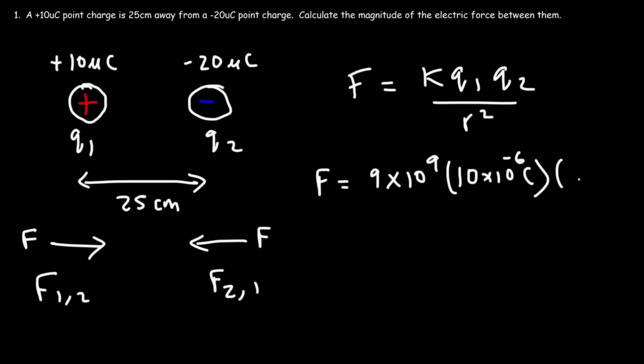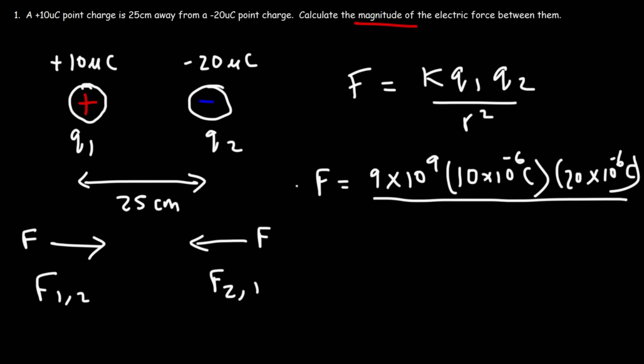Q2 is negative 20 microcoulombs. Now for this formula, you don't need to worry about the negative sign because we already know the direction of the force. Also, we only want the magnitude of the electric force. Electric force is a vector. It has both magnitude and direction, but since we only want the magnitude, we don't need to be concerned with the direction, and we don't need to worry about the negative sign. So we're going to plug in positive 20 times 10 to the minus 6 coulombs for Q2.